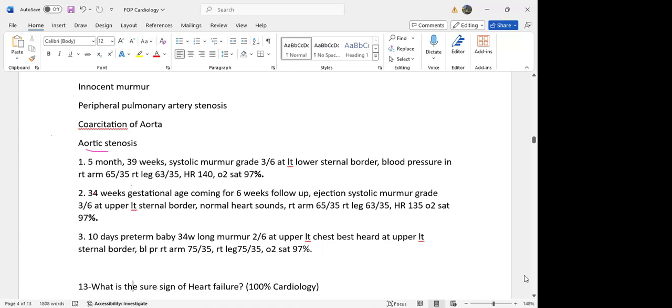So long means it is in both the systolic and diastolic phase. If it is in both phases, what do you mean by this? It is in both phases, systolic and diastolic. So most likely this is a PDA murmur. Again the child is 34 weeks, and the site is also the upper left sternal border. So at the upper left sternal border, long murmur, long is a keyword for PDA.